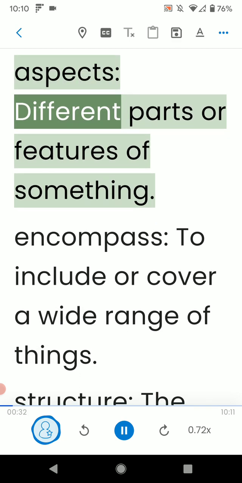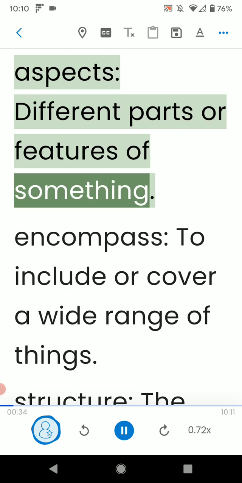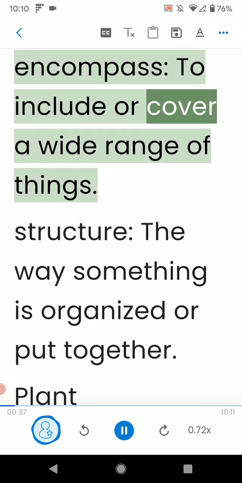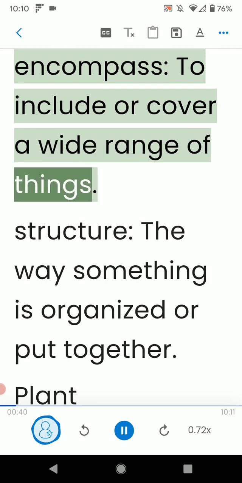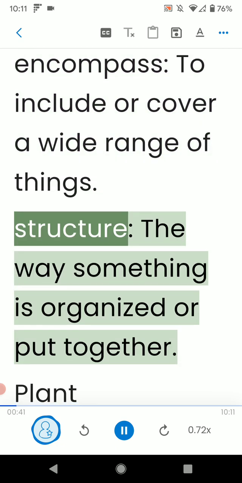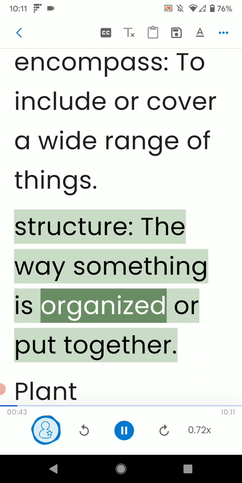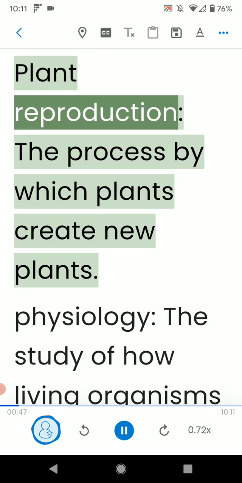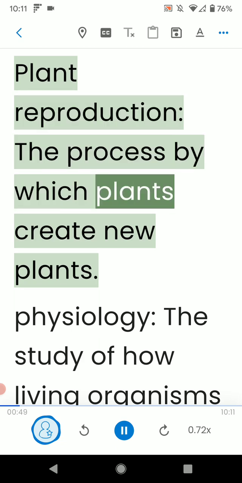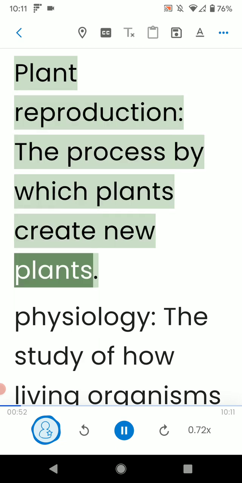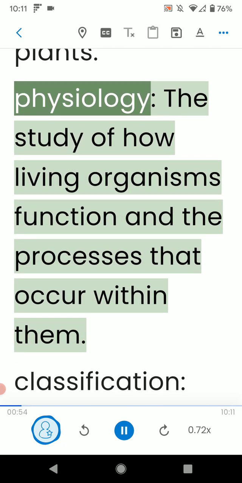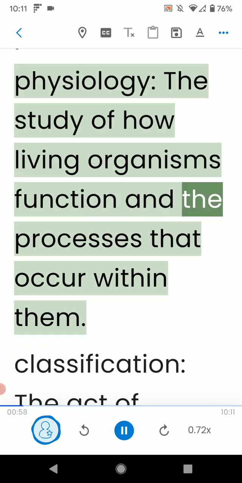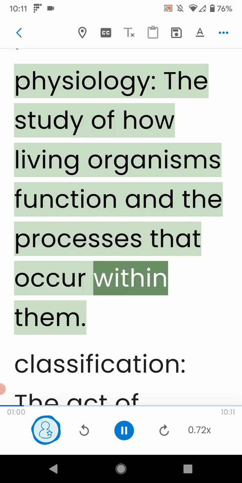Aspects, different parts or features of something. Encompass, to include or cover a wide range of things. Structure, the way something is organized or put together. Plant reproduction, the process by which plants create new plants. Physiology, the study of how living organisms function and the processes that occur within them.